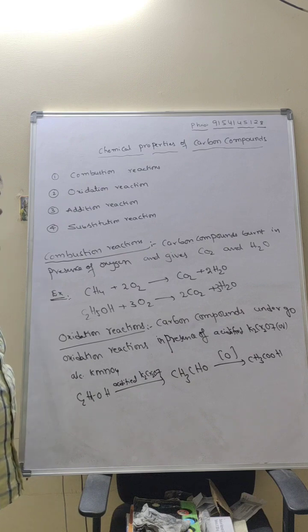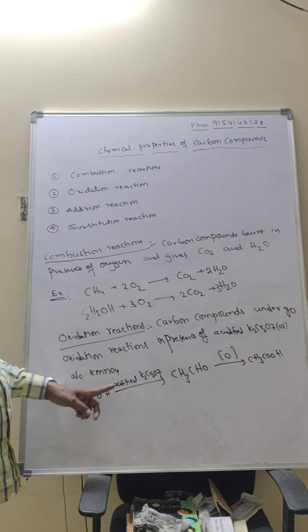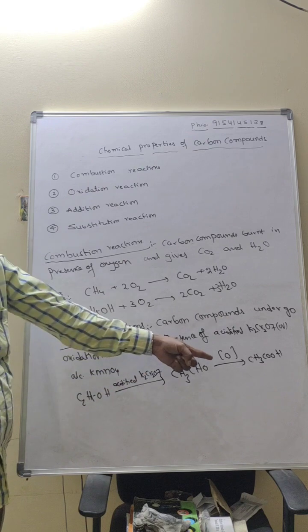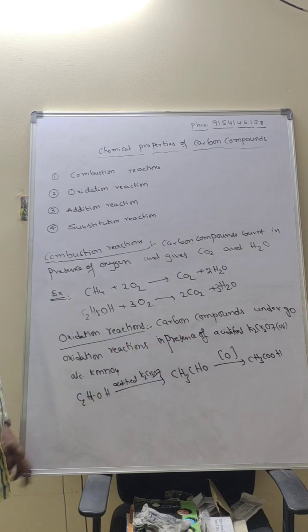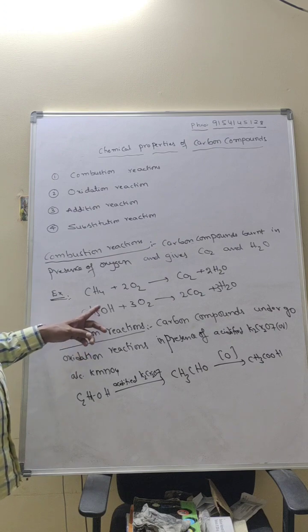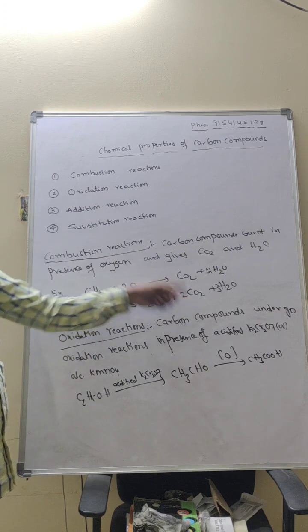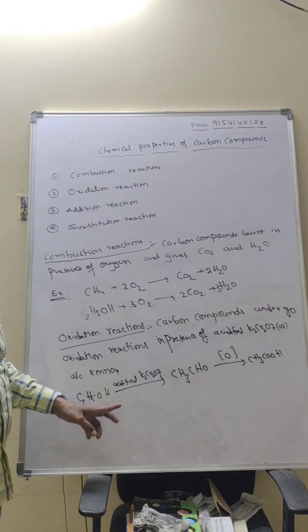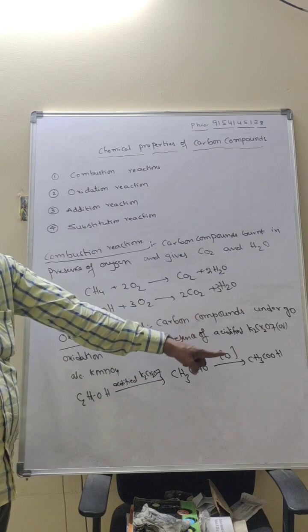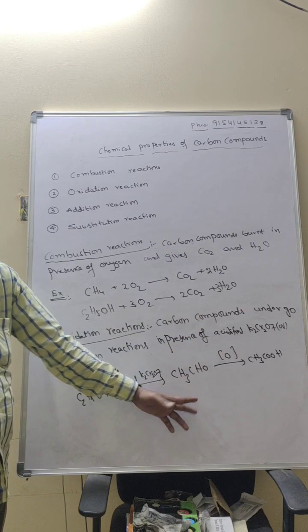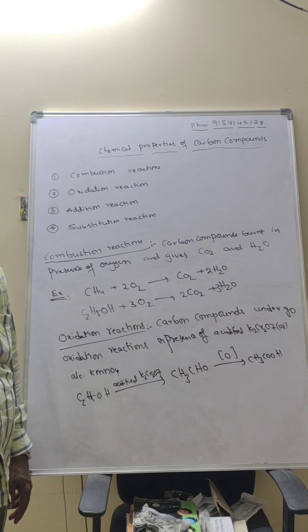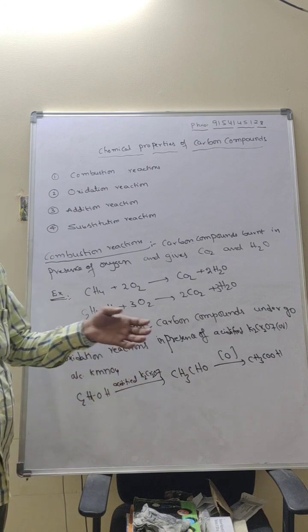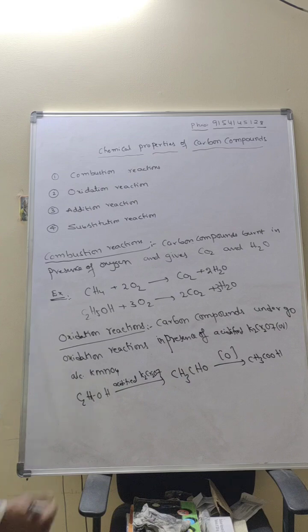What takes place? Gain of oxygen takes place. First loss of hydrogen takes place, next gain of oxygen takes place. Here, there is no combustion. In combustion reactions, loss of hydrogen and gain of oxygen take place. In oxidation reactions also, loss of hydrogen or gain of oxygen takes place, but this is not a combustion reaction. So all combustion reactions are oxidation reactions, but all oxidation reactions need not be combustion reactions.